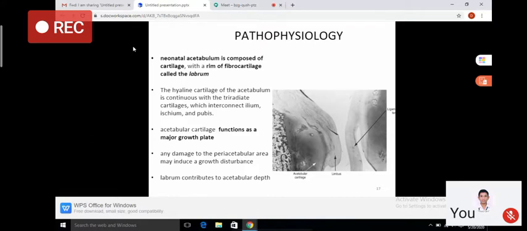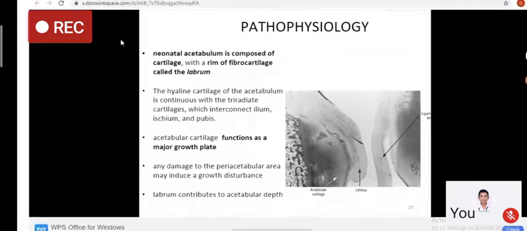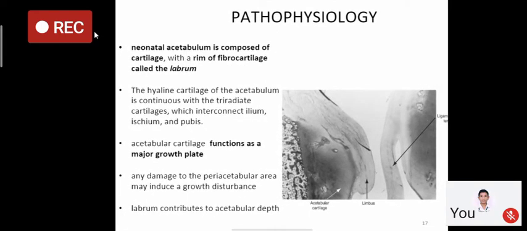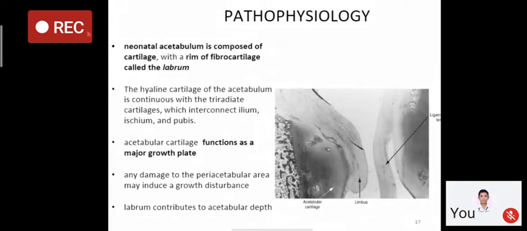Pathophysiology, or pathological anatomy, of the DDH. In neonate, acetabulum is composed of totally cartilaginous tissue, and around this there is a rim of fibrocartilage called labrum. And the hyaline cartilage of the acetabulum is continuous with the triradiate cartilage, which interconnects with the ilium, ischium, and pubis. And acetabular cartilage functions as a growth plate.